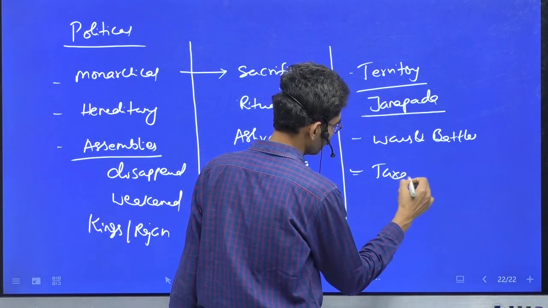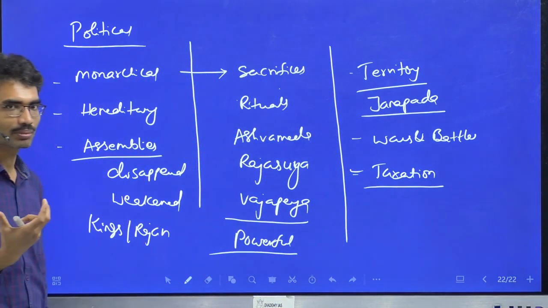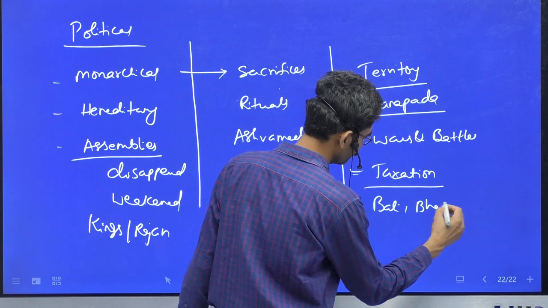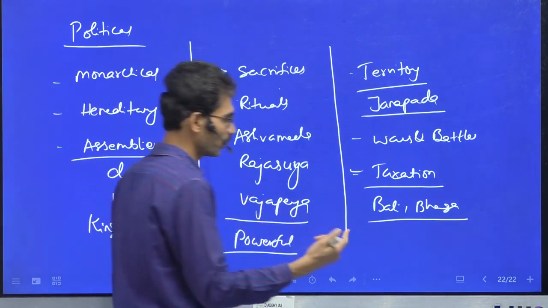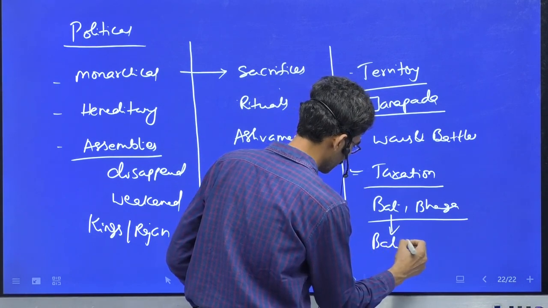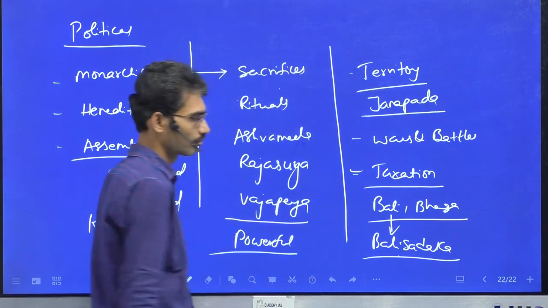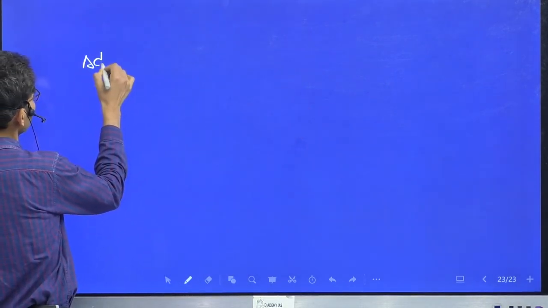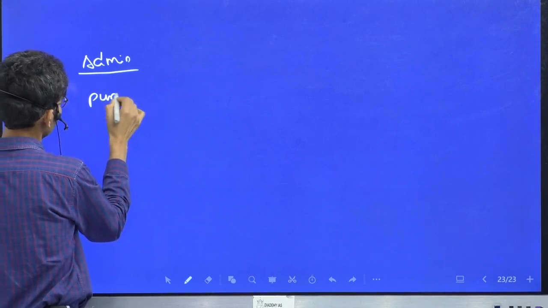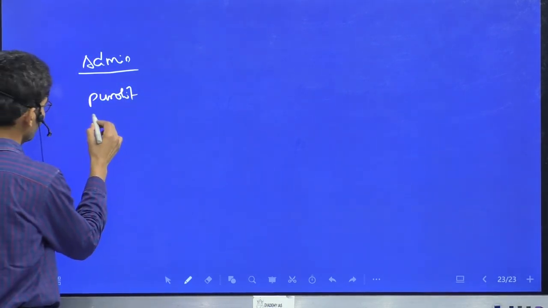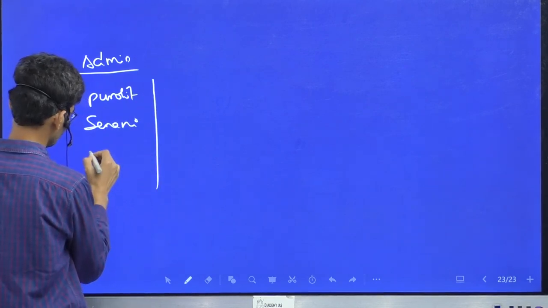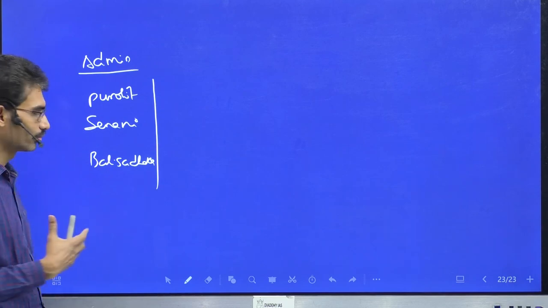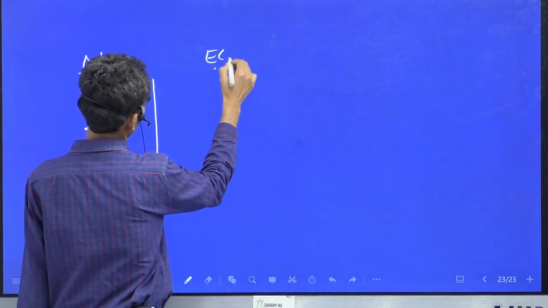Now to run that, without a strong taxation system, it is not possible. That's why taxation like Bali and Bhaga became important. Bali Sadaka became officers. Now when it comes to administration, the chief priest, Purohit, Senani, and Bali Sadaka became important functionaries.